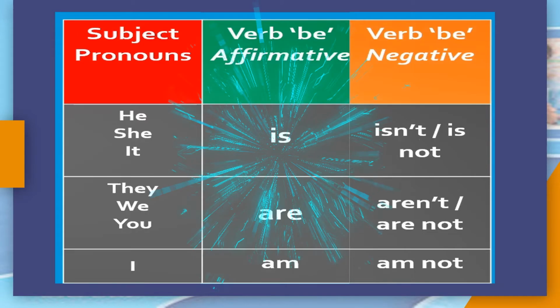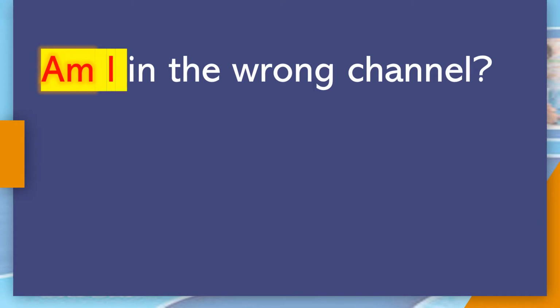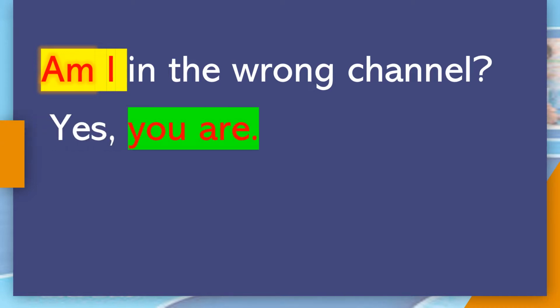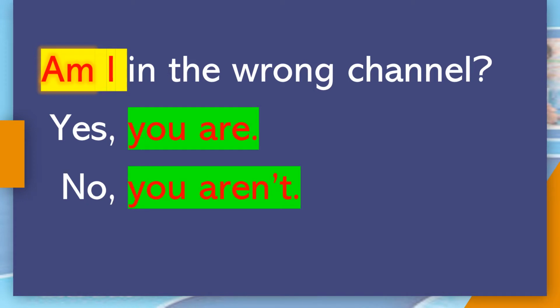And then we did some work. This is another example: answering questions using the pronoun and verb to be. Am is the verb to be for I. So this one is asking for an opinion: Am I in the wrong channel? Yes, you are, if the person is in the wrong channel. If the person is not, no, you aren't. That's the example. We learned all of this last week.